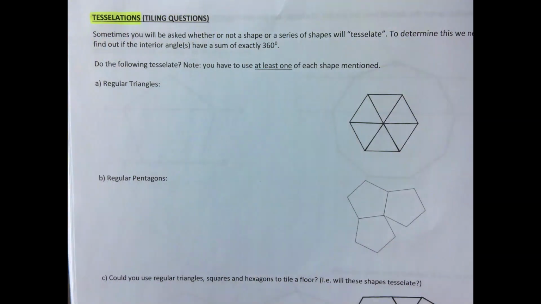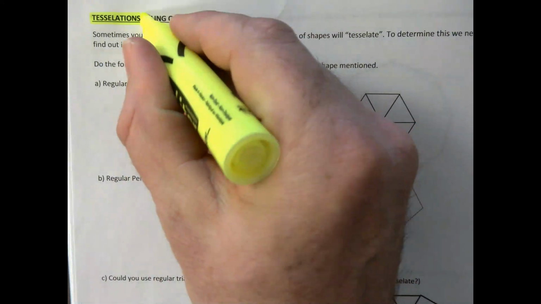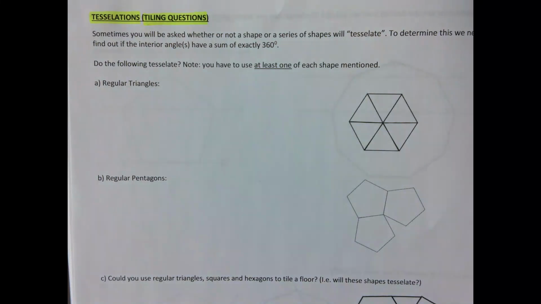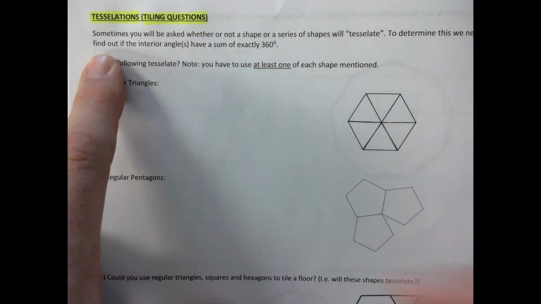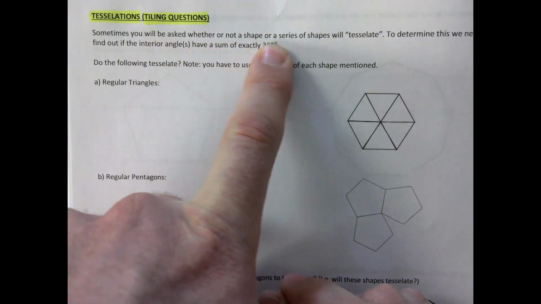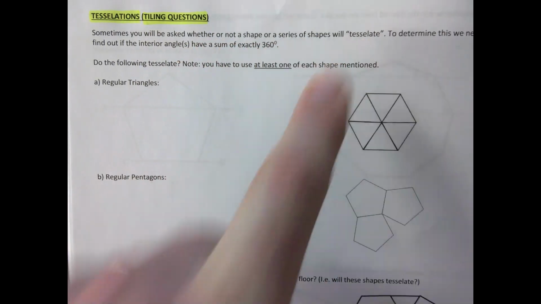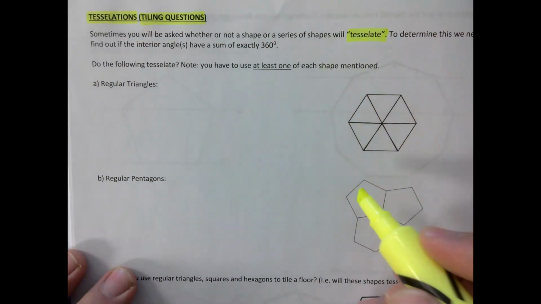So when it comes to tessellations, I don't know if you remember that, maybe in grade 9, but I really think of them as tiling questions. Sometimes you'll be asked to figure out whether or not you can use certain shapes to tile a floor. So that's where this comes in. Let me get this on page 49. Sometimes you'll be asked whether or not a shape or a series of shapes will tessellate, meaning it can be used for tiling.